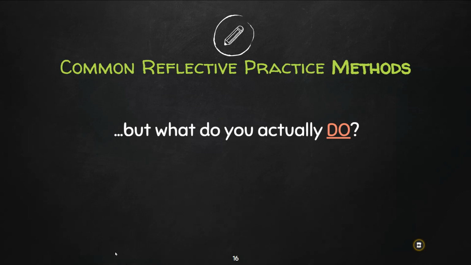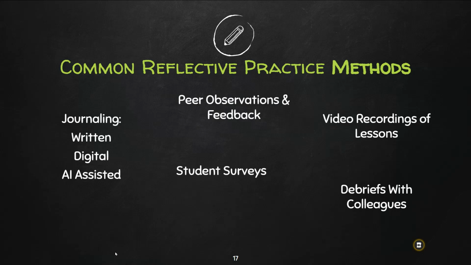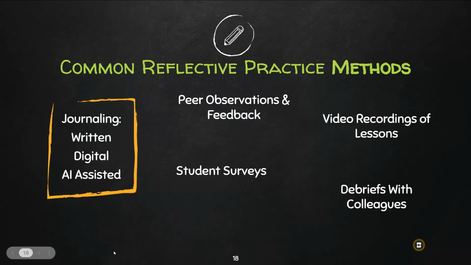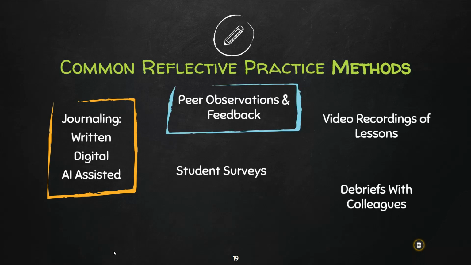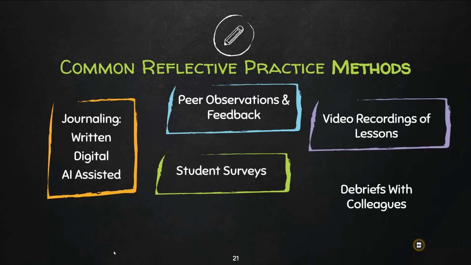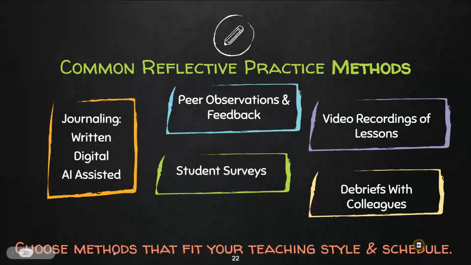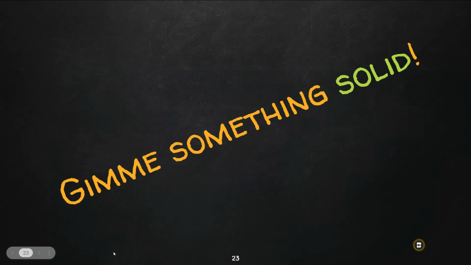But how is reflection information gathered? What do you actually do? Some common reflective practice methods are journaling, handwritten or digital, whatever way works best for you. You can even use artificial intelligence to assist you with writing prompts, questions, and evaluations. Having your peers observe your classes and give you valuable feedback. Administering student surveys. These can be easily taken and evaluated electronically, saving you valuable time. Taking video of your lessons for self-evaluation as well as for peer evaluation. Talking it out with colleagues who understand the school culture, student demographics, and other particulars of your teaching environment.